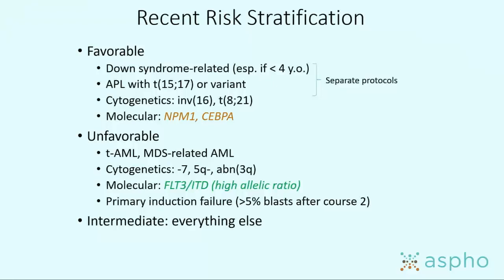Certain cytogenetic abnormalities are unfavorable, like monosomy 7, 5q minus, abnormalities in 3q. There is one molecular feature, high allelic ratio FLT3 ITD mutations. That is an unfavorable feature. And then finally, poor response to therapy, being a primary induction failure patient.